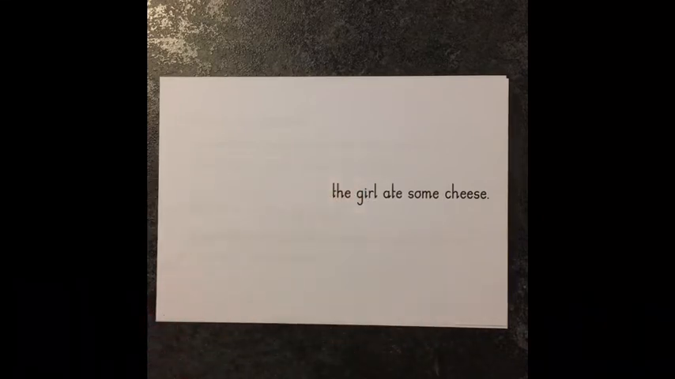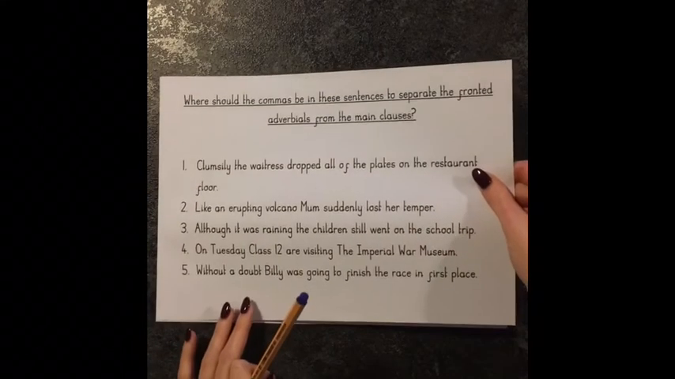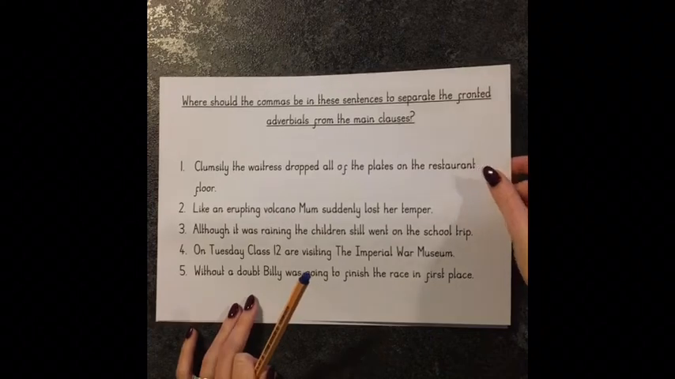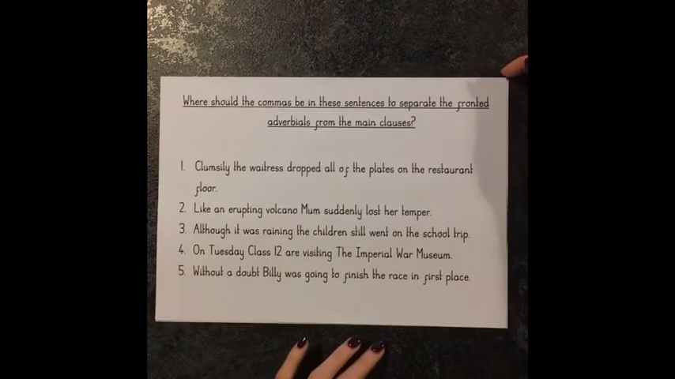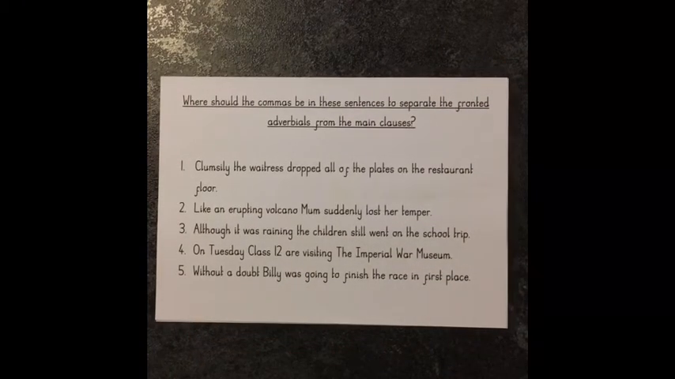Okay, now I'm going to show you some sentences. I have 5 sentences. Now I'm going to give you a little bit of time, so pause the video and you've got to decide where the comma in these sentences should be. So separate the fronted adverbial from the main clause. So pause the video now, decide where the commas should go, unpause, and then we'll go through the answers.